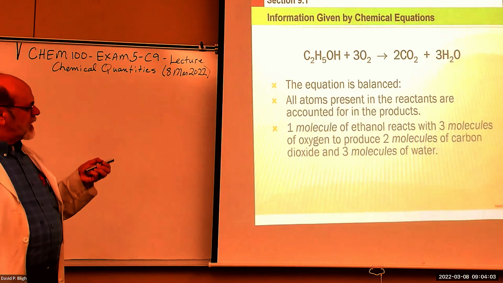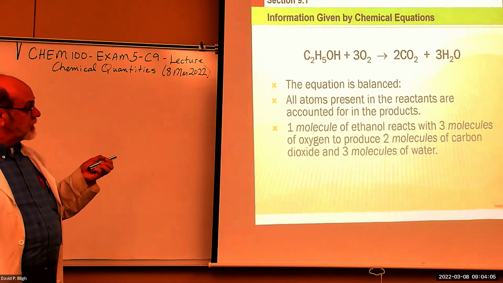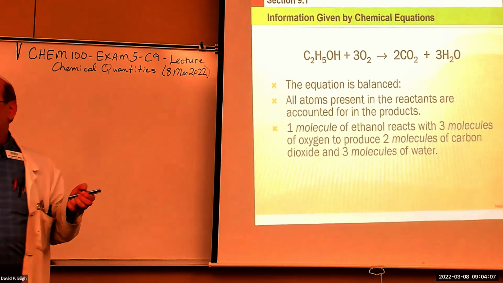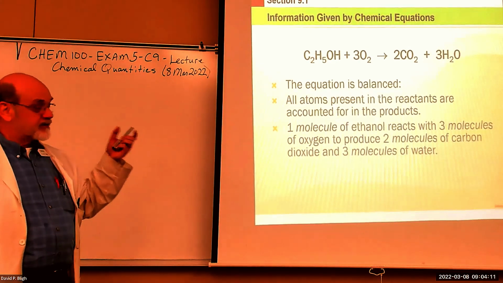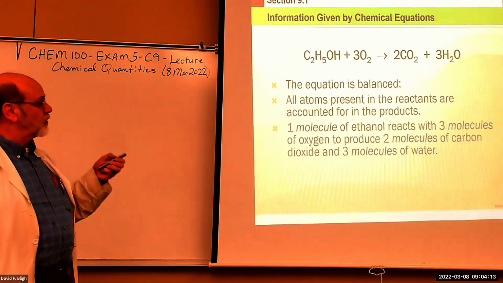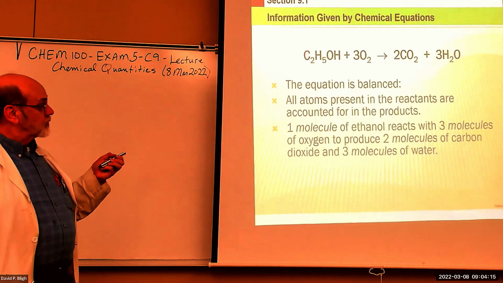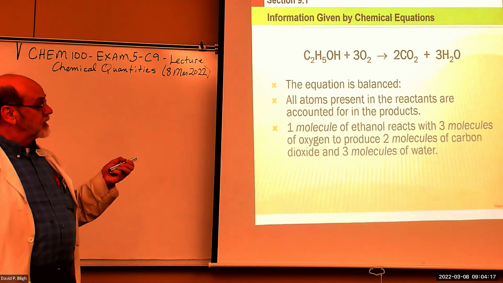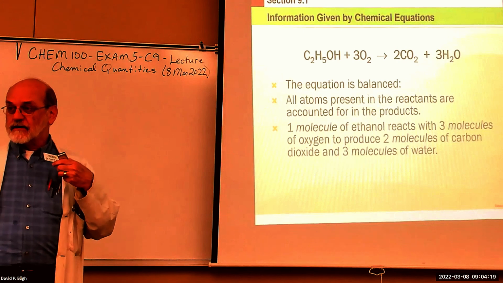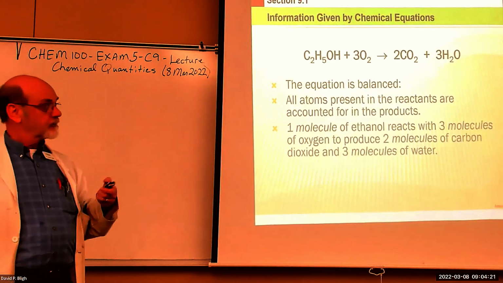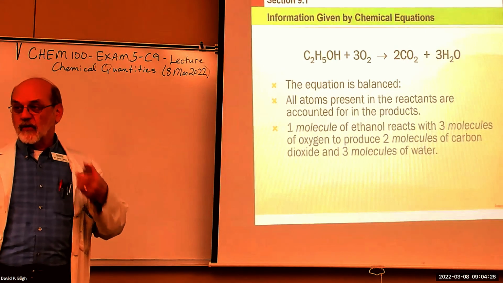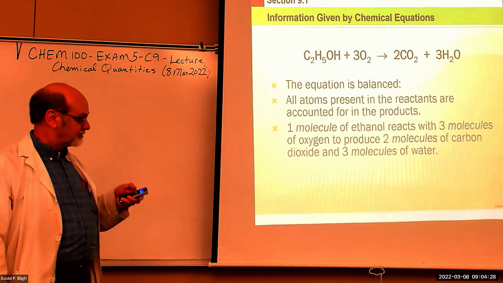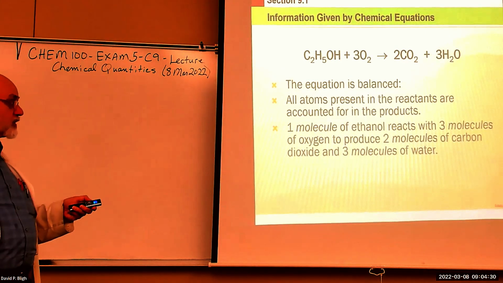And we can look at it as one molecule of ethanol. Remember, we don't put ones in front as coefficients, because if it's there, there's at least one of them. So that would be redundant. So there's one molecule of ethanol. It reacts with 3 molecules of diatomic oxygen and produces 2 molecules of carbon dioxide and 3 molecules of water. That's one interpretation.